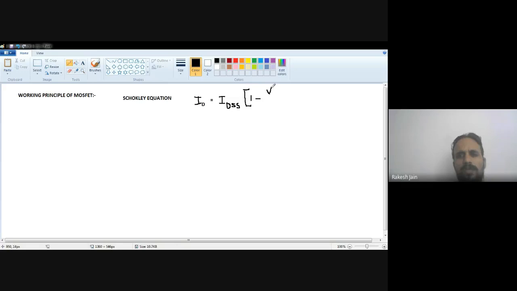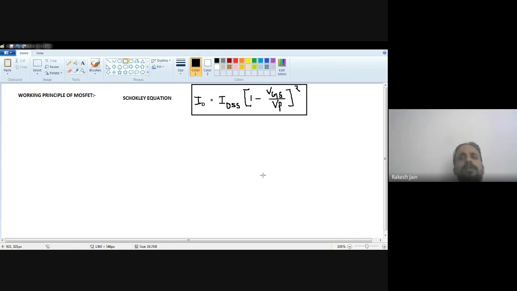This is known as the Shockley equation. Here VP is known as the pinch off voltage. What is the meaning of pinch off voltage? We will see right now. So this is the working principle of MOSFET.